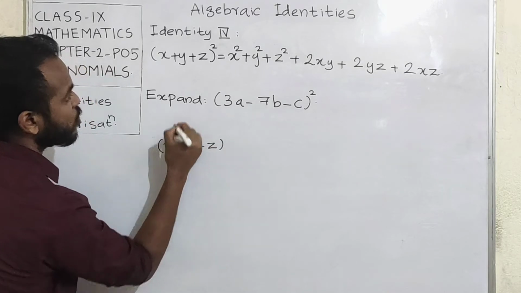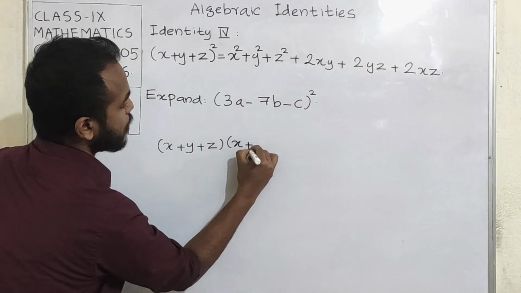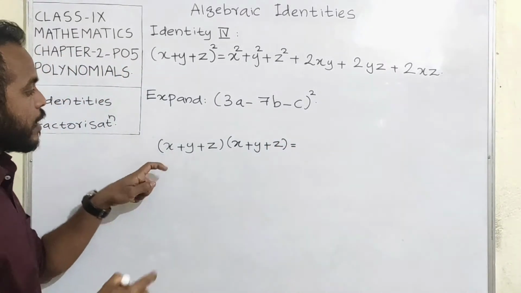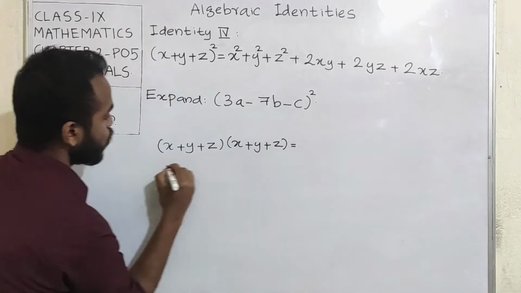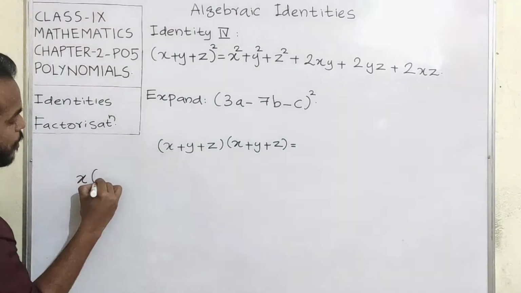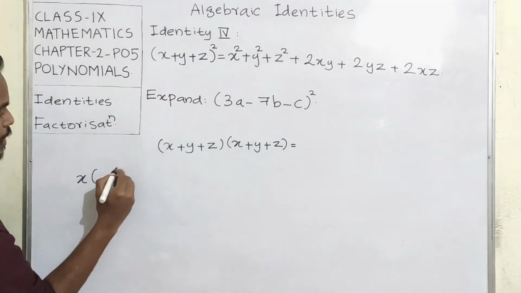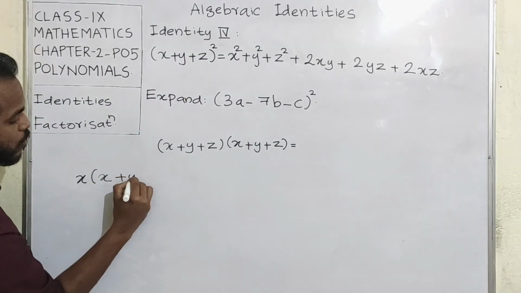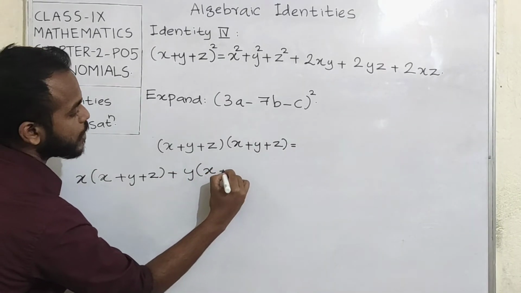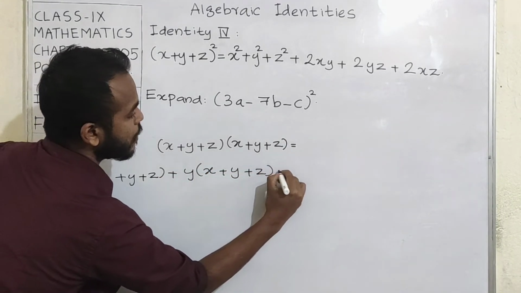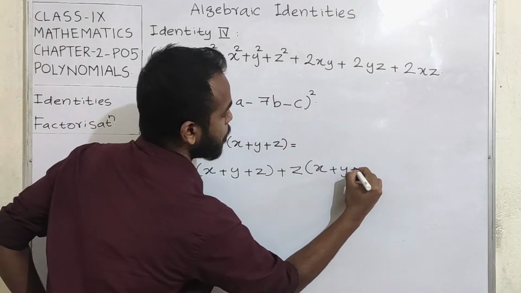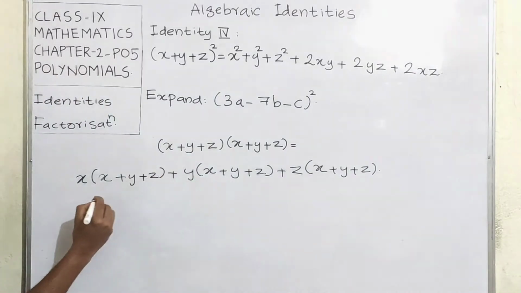That is (x + y + z) whole square means (x + y + z) into (x + y + z). Now, just as we have been doing, take the first number. Who is that? It is x. The first number is x and multiply using the second bracket completely. That is x into (x + y + z), plus take the second number y and multiply in the second bracket completely, plus take the third number z into (x + y + z). Now just simplify, you will get the answer.